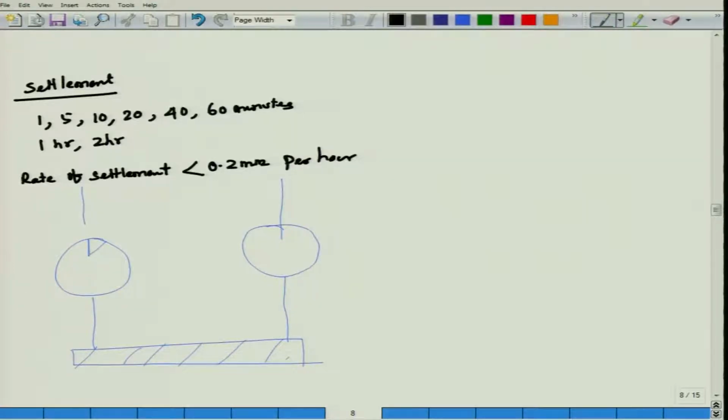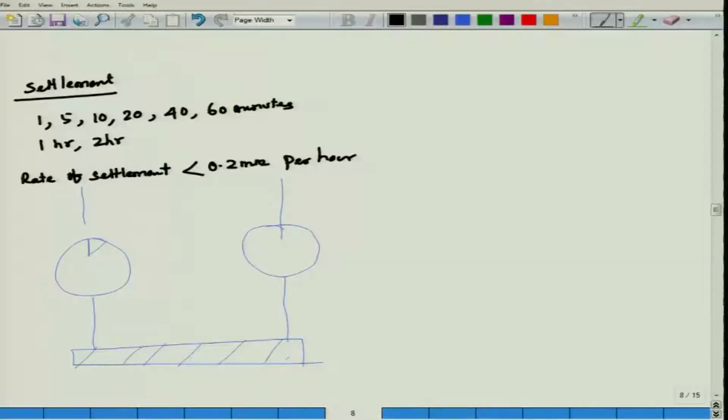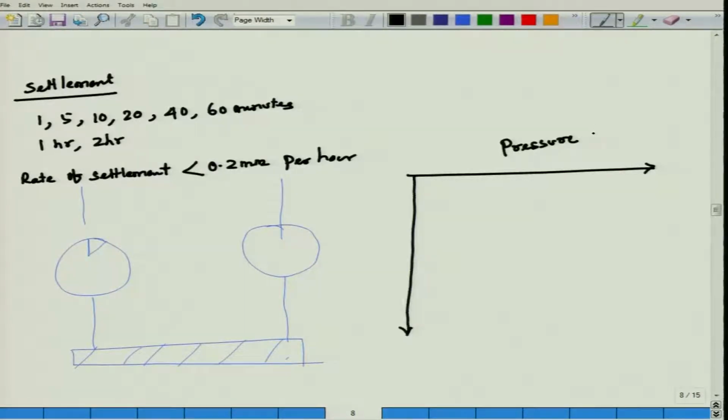Then finally what are you supposed to get? For each load increment, suppose you are putting a load increment of 10%, then 20%, then 30, 40, 50, 60 of your theoretical load, then you are supposed to get load versus displacement, or you can say pressure versus settlement. This is your pressure. What is the unit? Kilonewton per meter square. Then this is your settlement.